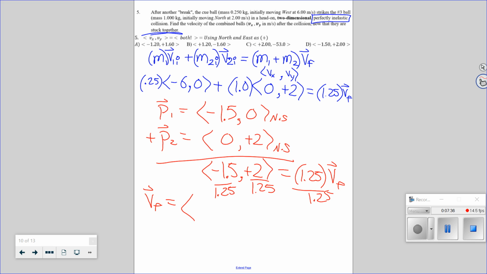I, of course, need a calculator. Again, minus 1.2 in the x direction, and positive 1.6 in the y, and this is meters per second because it was newtons over here, momentum, and then I divided off the kilograms. Okay, and so there they are. So that matches. Watch out for choice B that just has the signs flipped. That should be A.